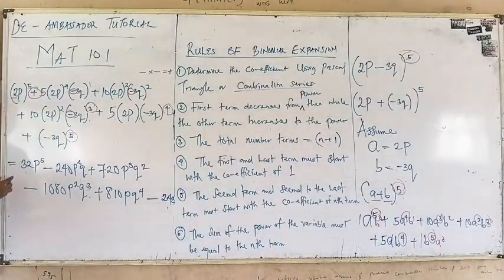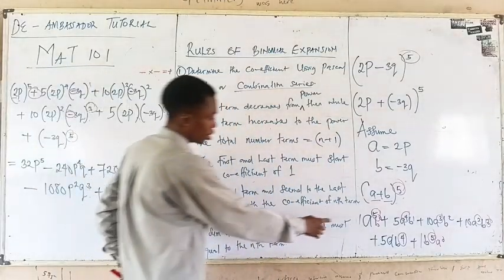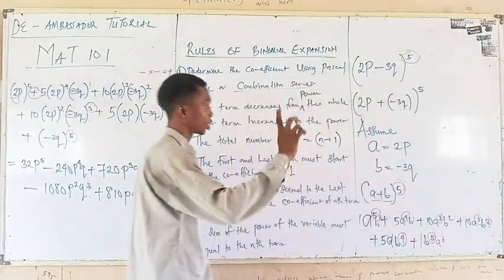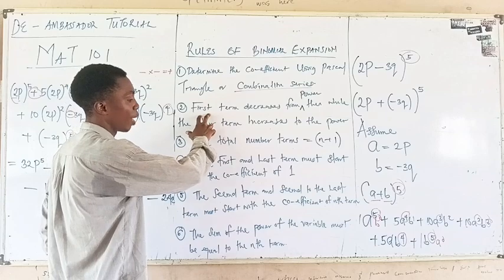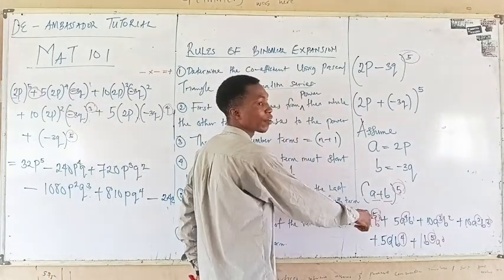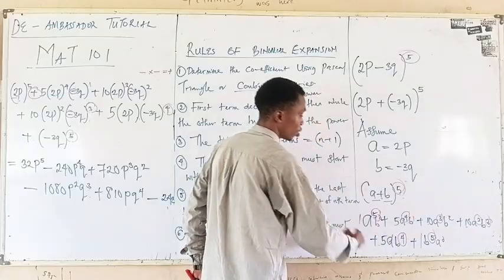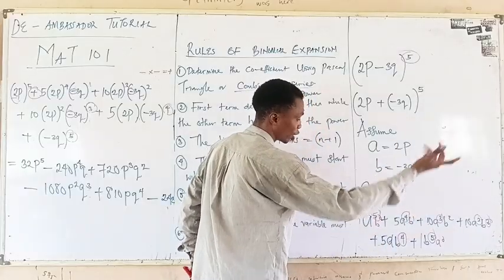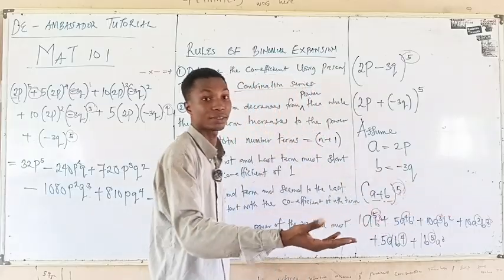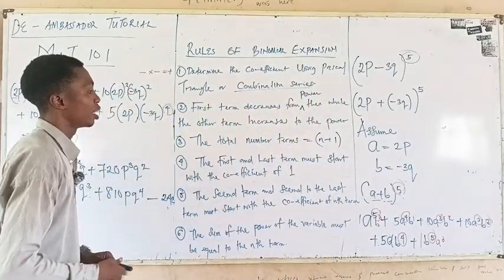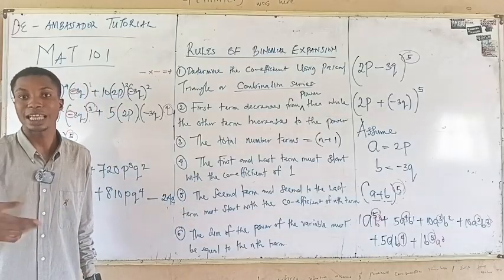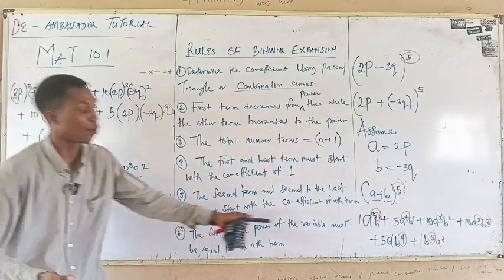So what did I do here? Look at it. When I first determine the coefficient, where is it? 1, 5, 10, 10, then 5, then 1. That's the first thing. Then the first term decreases from the power. The power is 5, so it starts decreasing to 4, 3, 2, 1, and 0. The other term, which is B, increases to the power. Now look at this. These are very important. They call them cross-checking. It helps you to cross-check your work.